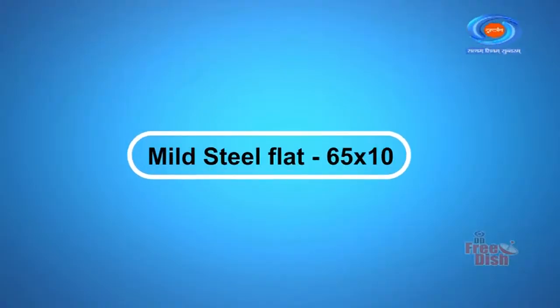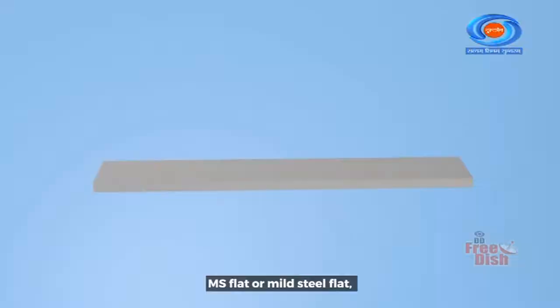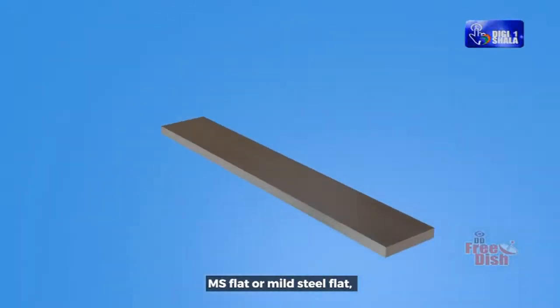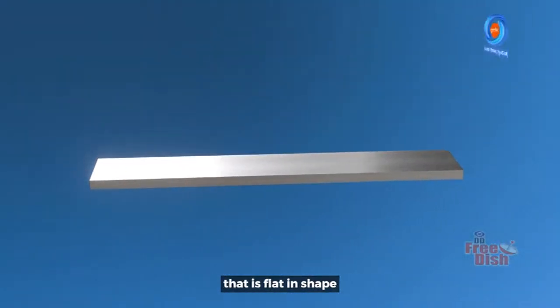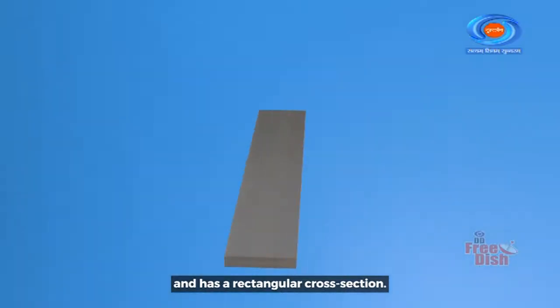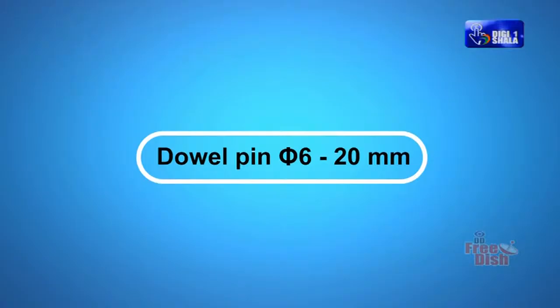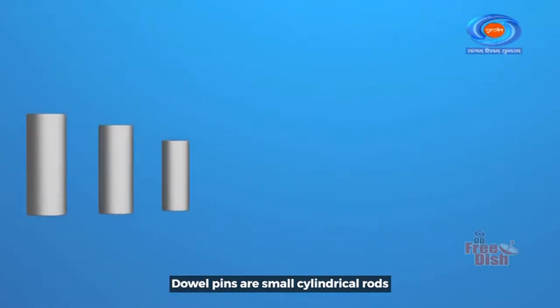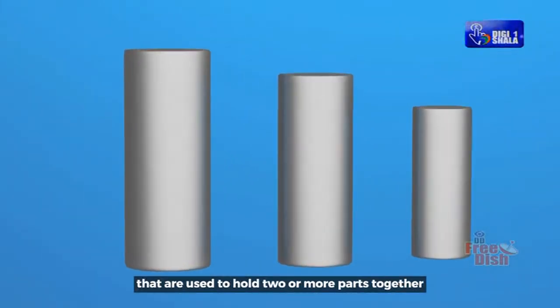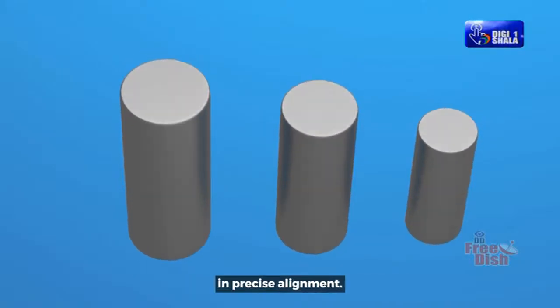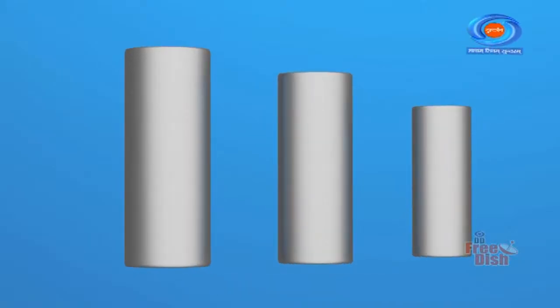Materials required. Mild steel flat, 65 × 10. MS flat or mild steel flat is a type of steel product that is flat in shape and has a rectangular cross-section. Dowel pin, diameter 6 to 20 mm. Dowel pins are small cylindrical rods that are used to hold two or more parts together in precise alignment.